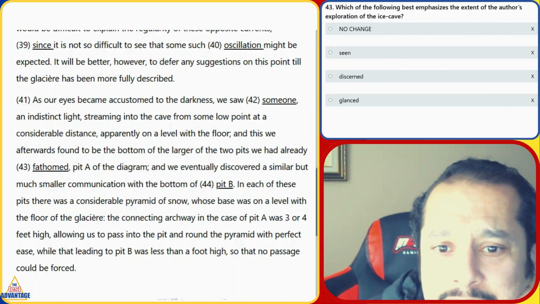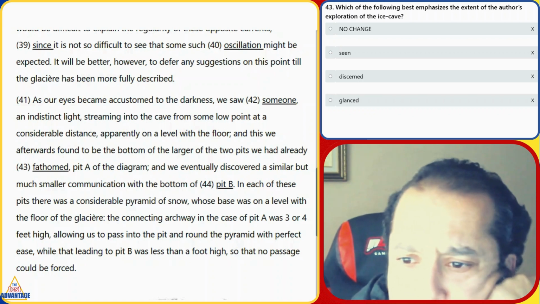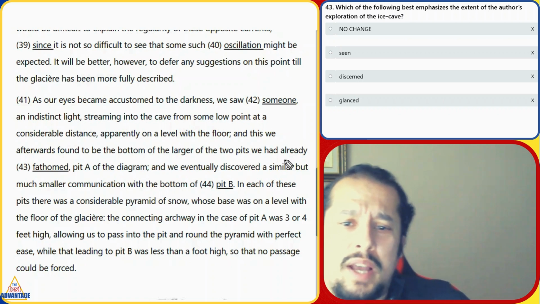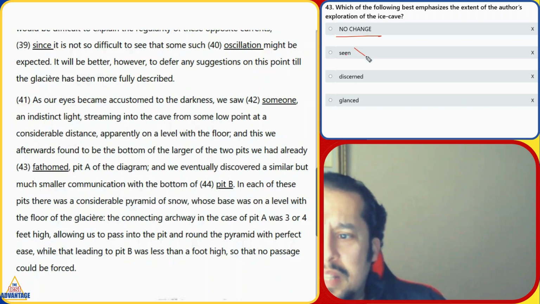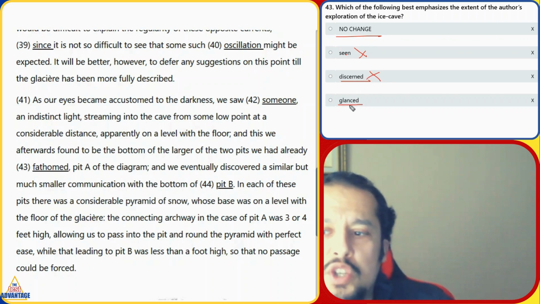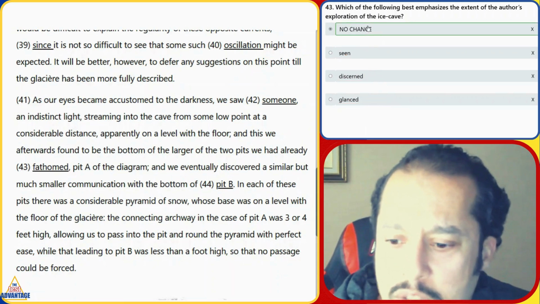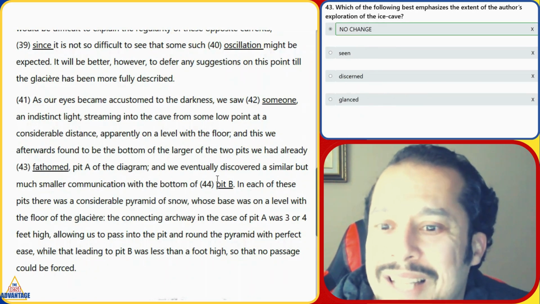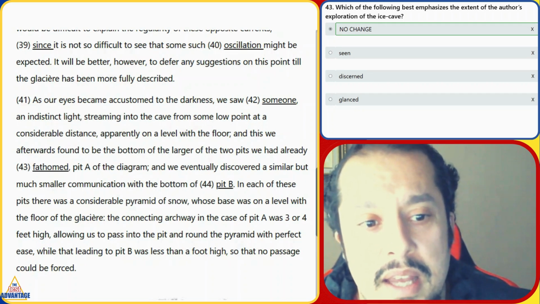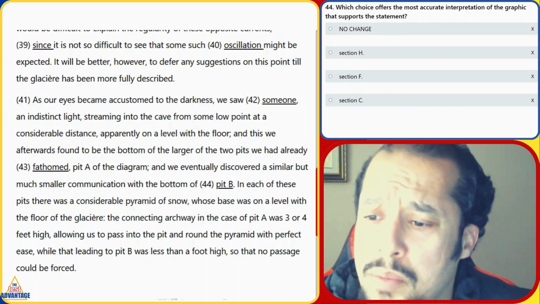43, which emphasizes the extent of the author's exploration. So we want a word that shows that he went deep and explored deeply. And this we afterwards found to be at the bottom of the larger of the two pits we had already fathomed. We had already seen, that's not exploration. Discerned, that means we already knew or saw it, that's not exploration. Glanced, meaning saw it quickly, that's not exploration. Answer A is the exploration. Excuse me, the extent of exploration. Fathom means to imagine. So I imagined what the cave would be like, and then that's what I saw, right? I fathomed it.